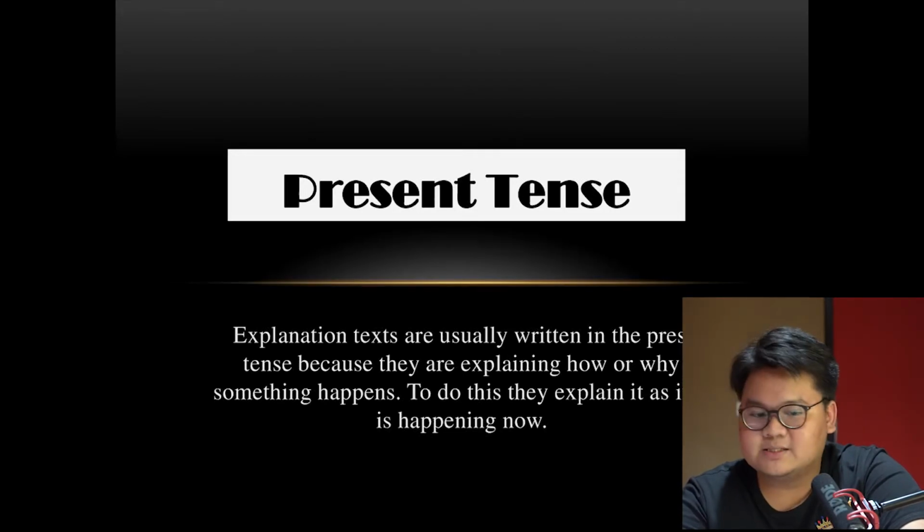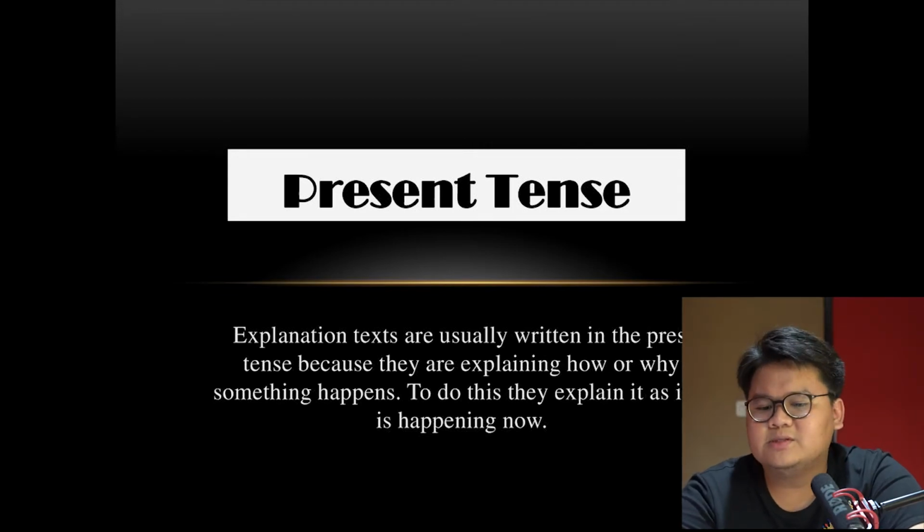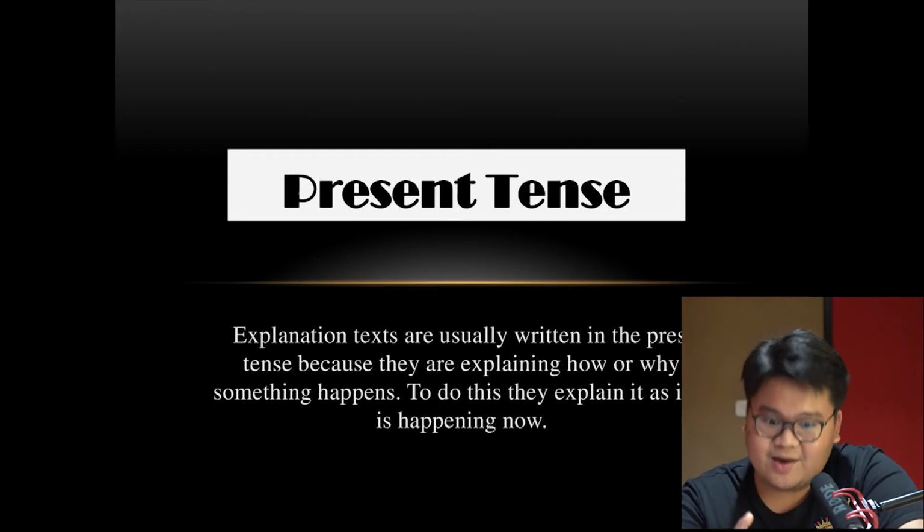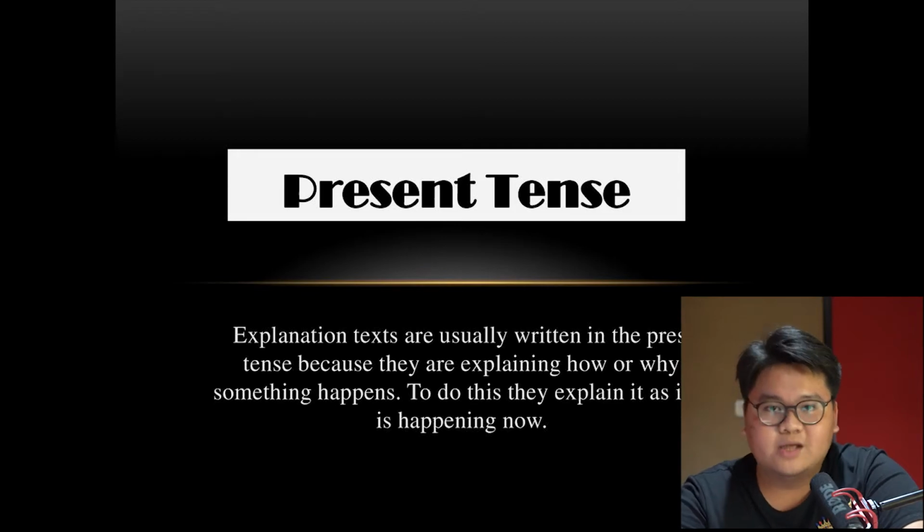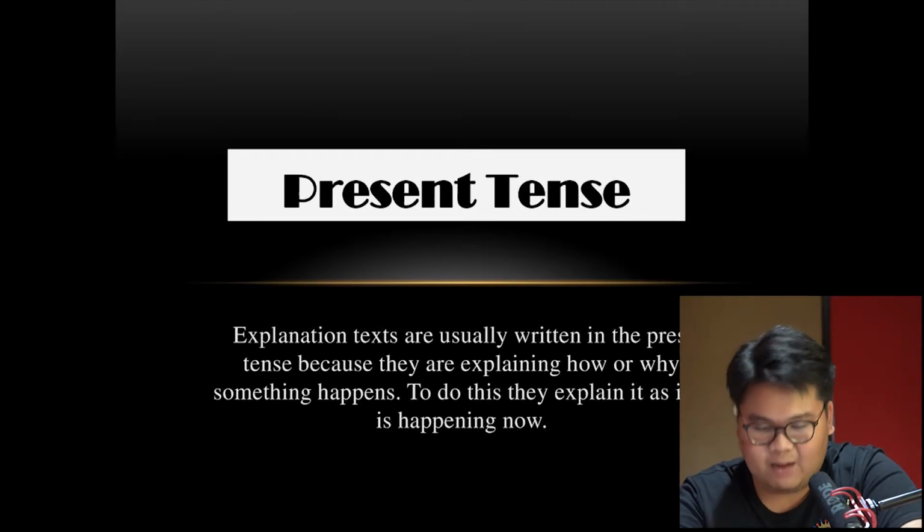Next, present tense. Explanation texts are usually written in the present tense because they are explaining how or why something happens. To do this, they explain it as if it is happening now.